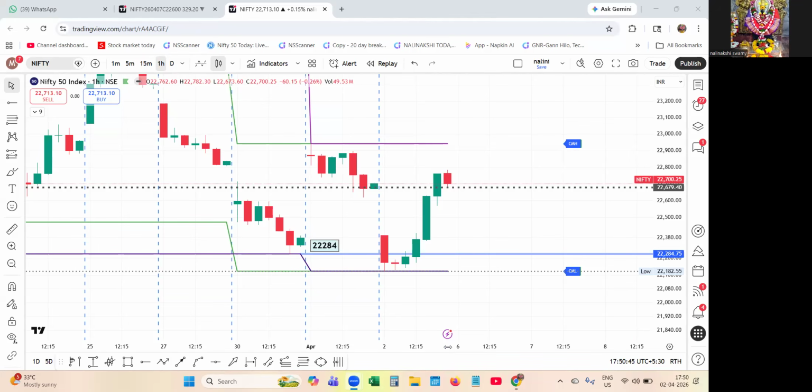What are all the things I look into my trade? First thing, when I saw the market moving down, breaching this low, that is 22,284, it was a gap down and it started breaching this low. I am on the hourly chart and this level was the low formed on 30th. 30th was the closing day of the month. That is March 30th level.